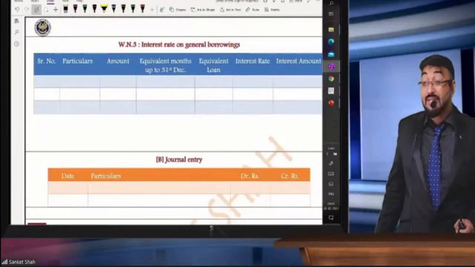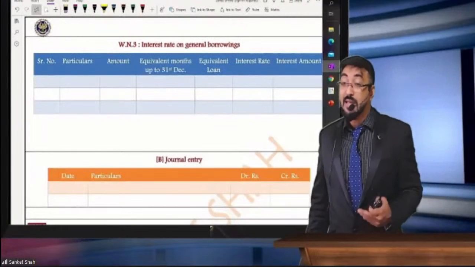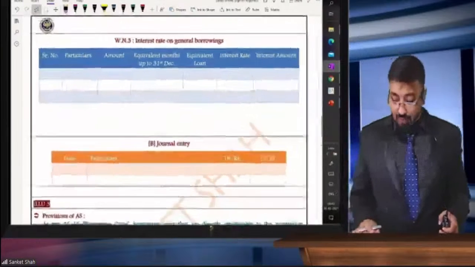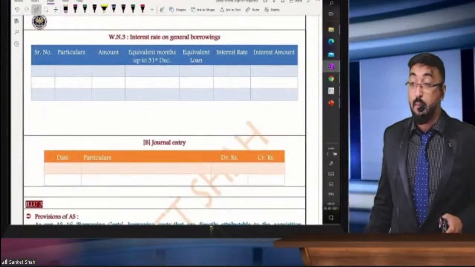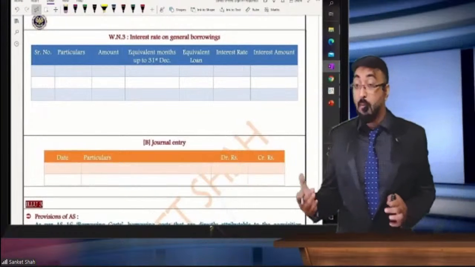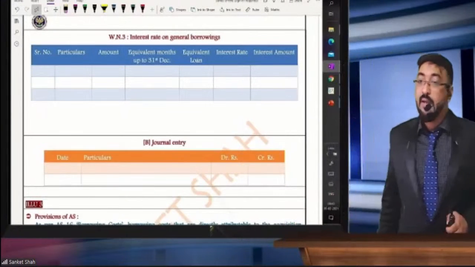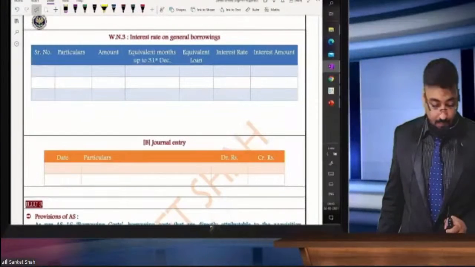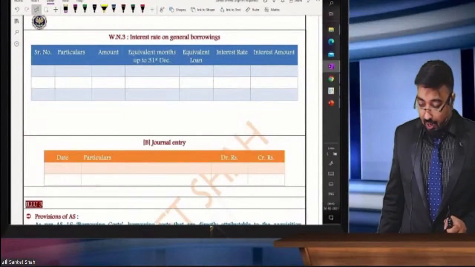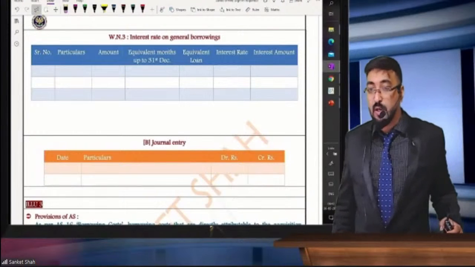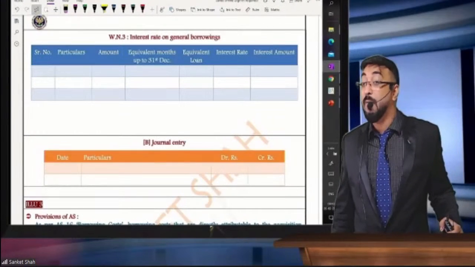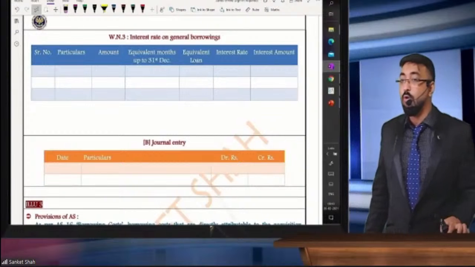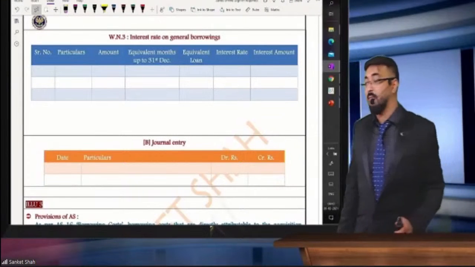Here also, as dates are not given, suppose in the exam, if dates are given, use my format for borrowing also. So remember, that's why I prepared this format. If dates are given in the question, they might give you a different problem based on dates of borrowing. So use this format, interest rate on general borrowing. Prepare it properly. Serial number, particulars, amount, equivalent months up to 31st December. So same format. Here you have equivalent loan, then you have interest rate, and then you have interest amount. So 2 more columns, interest rate and interest amount at the end.